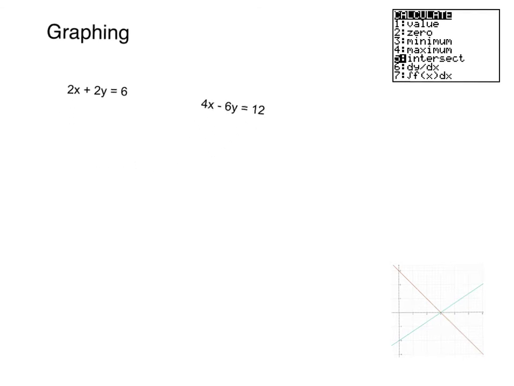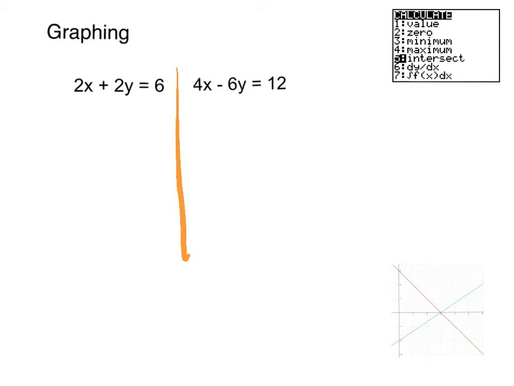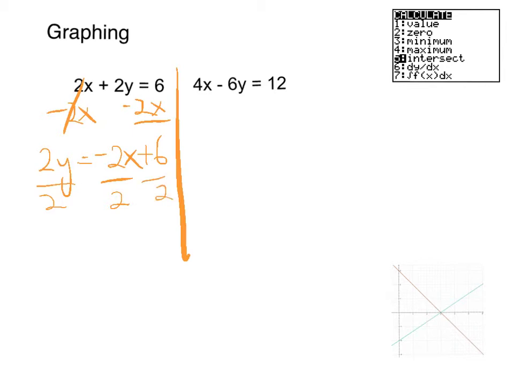Well, anyway, here are the same two equations that we were dealing with before, okay? So we're going to get y by itself on both of them. So let me pick a color here. Let's try orange. All right, so we're going to move our 2x over, minus 2x over here, and then you get 2y equals negative 2x plus 6. Divide everything by 2, and we've already done this one. This comes out to be y equals negative x plus 3. Don't forget, anything over itself is 1, and then 6 over 2 is 3.